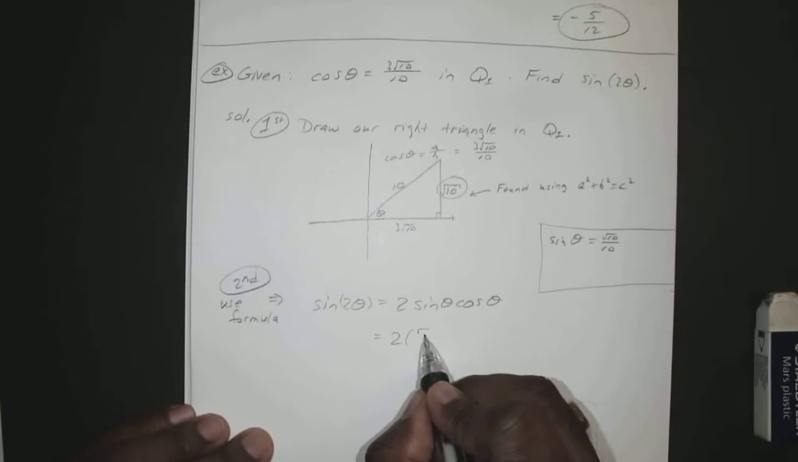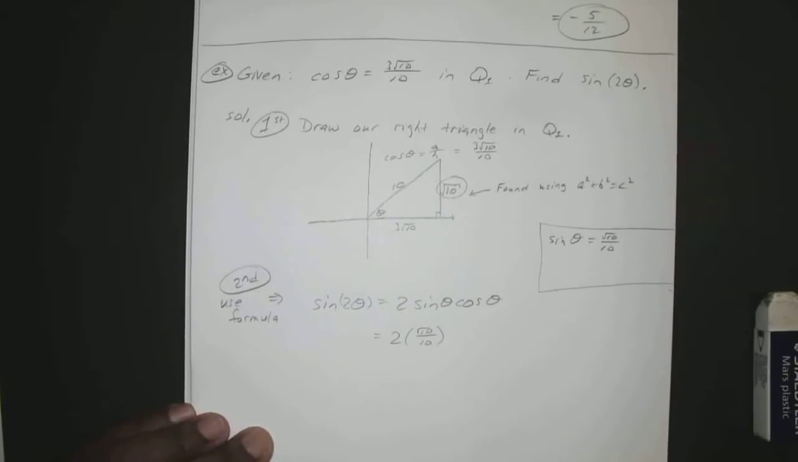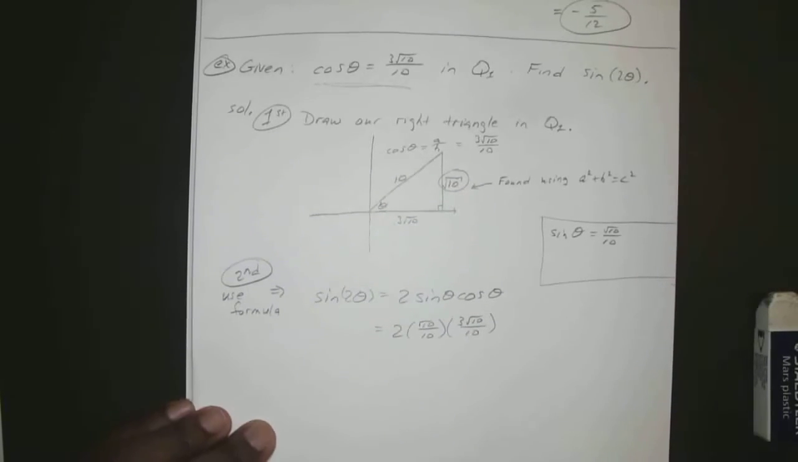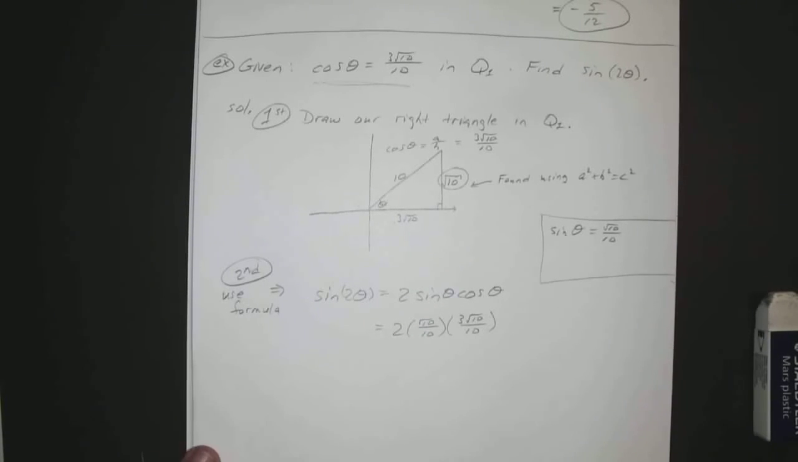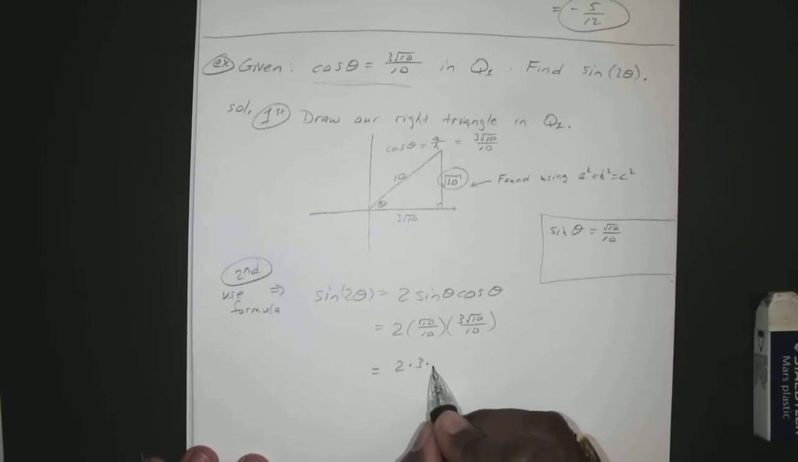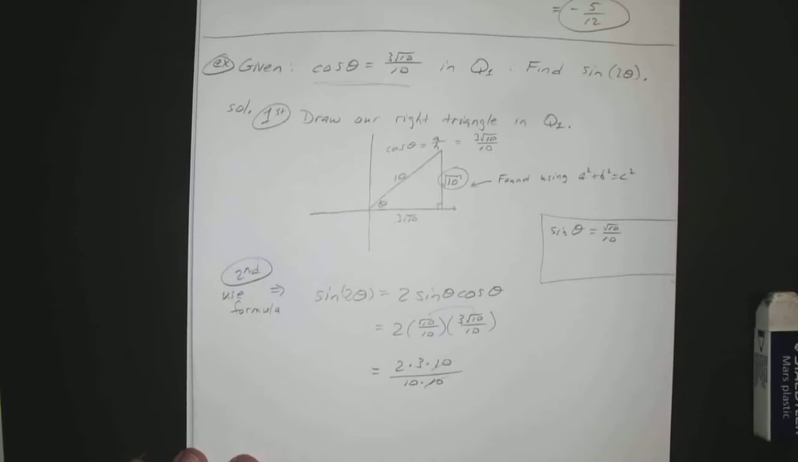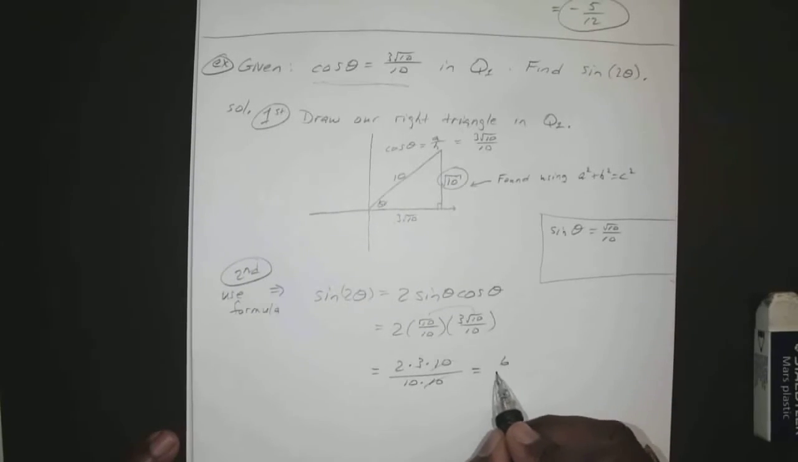Okay, so we have square root of 10 over 10 times our cosine of theta, which is what they gave us, 3 square root of 10 over 10. Okay, so that simplifies to be 2 times 3, square root of 10 times square root of 10 is just 10, all over 10 times 10. Instead of making that 100, I'll just leave it like that so I can cancel those out. Okay, and that gives us 6 over 10, which is 3 over 5.